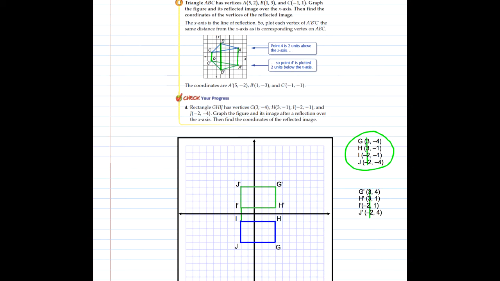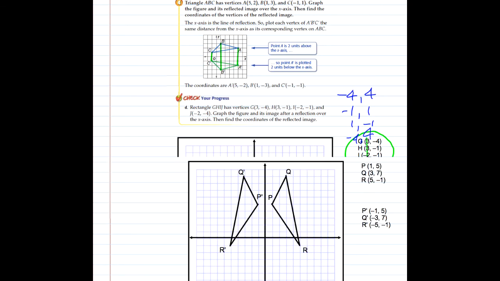So what I've got is negative 4 and 4. Those numbers are opposites. I've got negative 1 and 1. I've got 1 and negative 1. And I've got negative 4 and 4. So the x values have stayed the same. The y values have been changed to the opposite, which gives me a reflection over the x-axis.